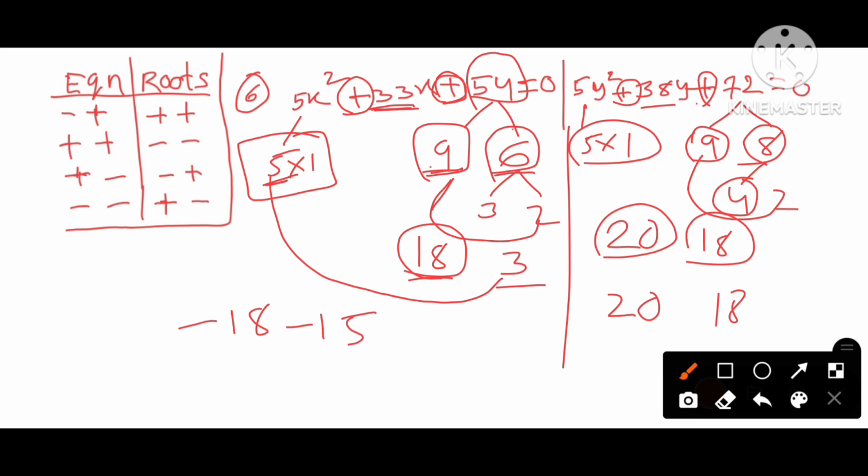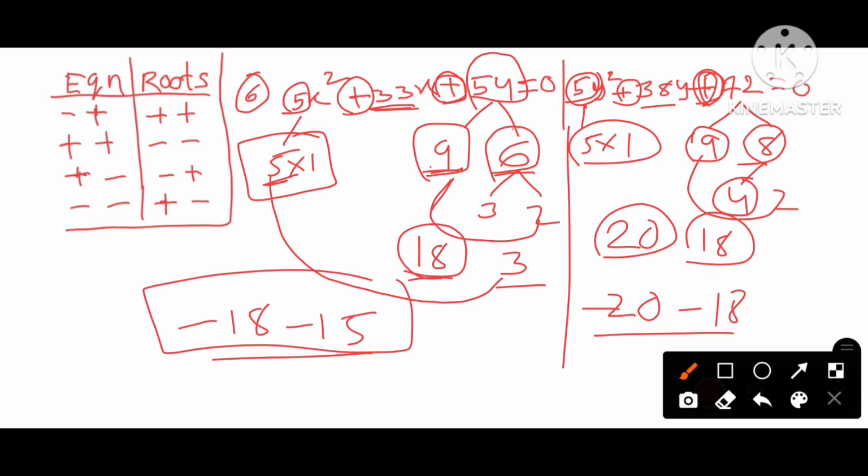Here the sign is plus and plus, which means both the roots are negative. And one more thing: here we got the roots, but both have the same coefficient, so there is no need for any division by 5 in our roots. So let's compare the roots directly. What we get, comparing minus 18 and minus 15 with minus 18, it is clear that x is greater than and also equal to y.